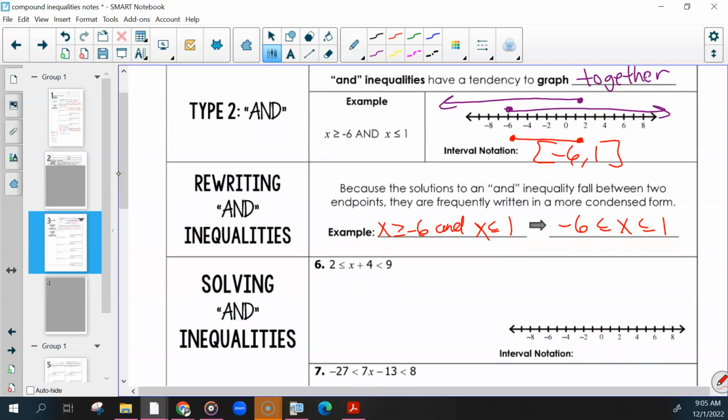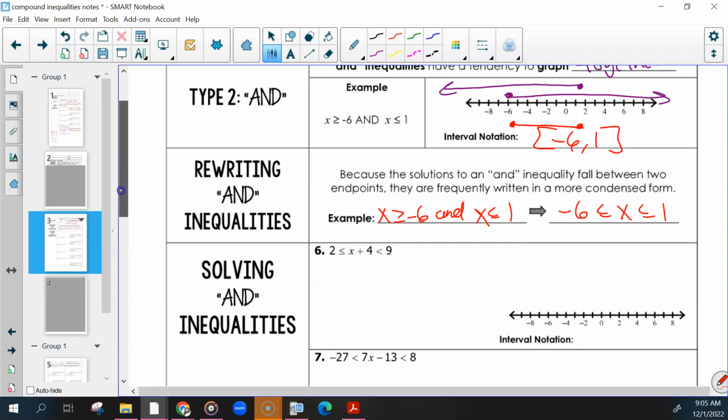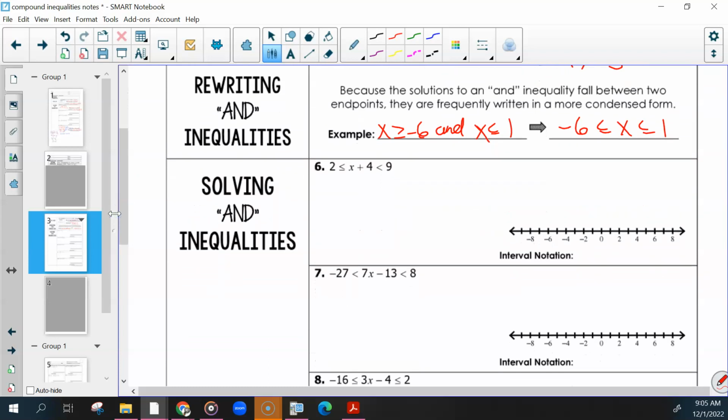So now that we know what that's going to look like, let's try number 6. Again, opposite of the OR, where we solve those separately, don't do the same thing to both. Here we do everything together. What we do to one side, we do to all sides. So if I subtract 4 from the middle, because I'm trying to get the x in the middle by itself, we're going to do that to all sides. So this would become -2 is less than or equal to x, which is less than 5.